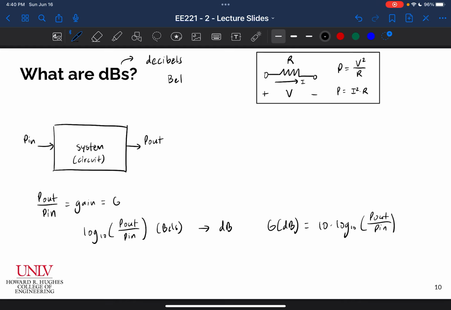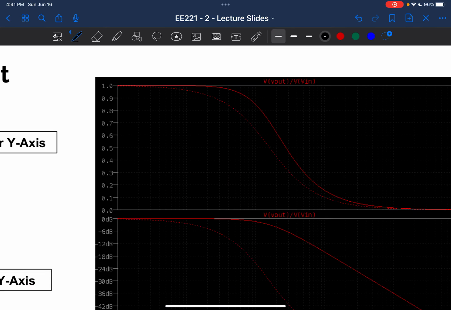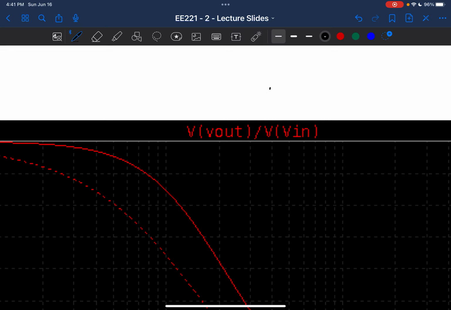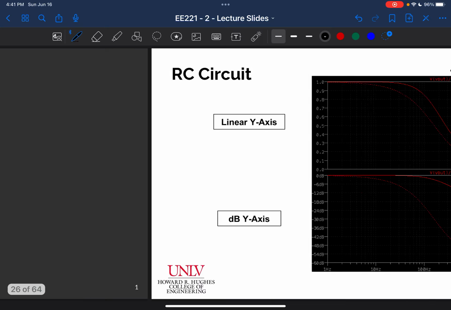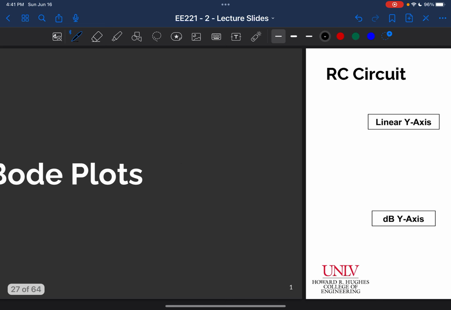Lastly, remember that I just said the power was equal to V squared over R, or I squared times R. So if instead of measuring power gain, I'm interested in measuring voltage gain, which is what we're actually interested in, in all of our plots so far, we've been interested in measuring V out over V in, the voltage gain of the system. That's what we were looking at when we looked back at these circuits.